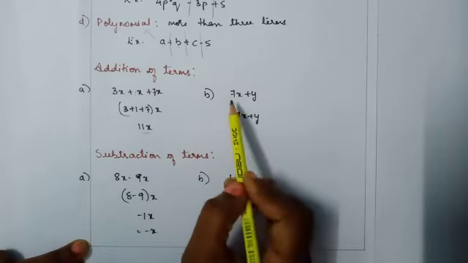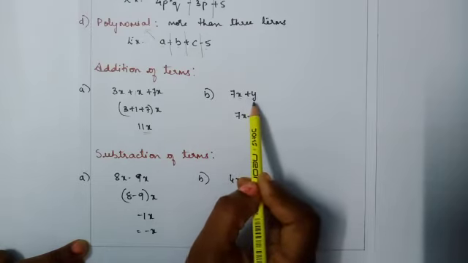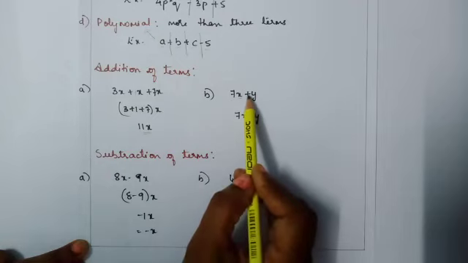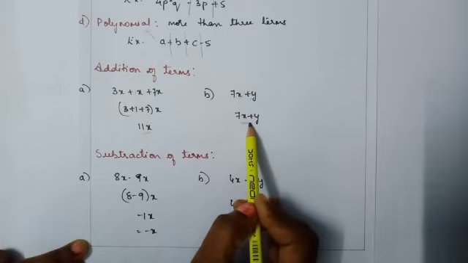Consider one more example. 7x plus 5. Here if you observe, the variables are different. They both are unlike variables. They both are unlike terms. So we can't add the numerical coefficients. Just we can keep the plus sign in between them and we have to keep as it is.